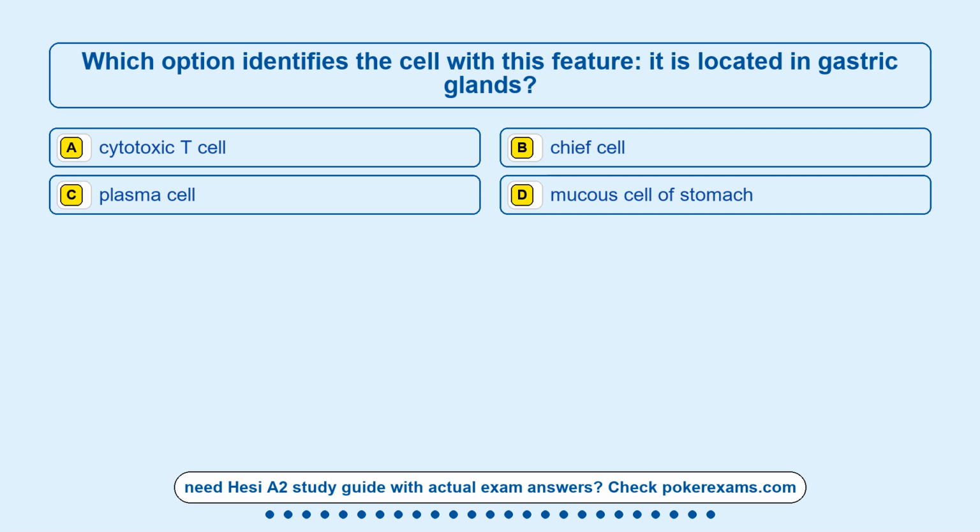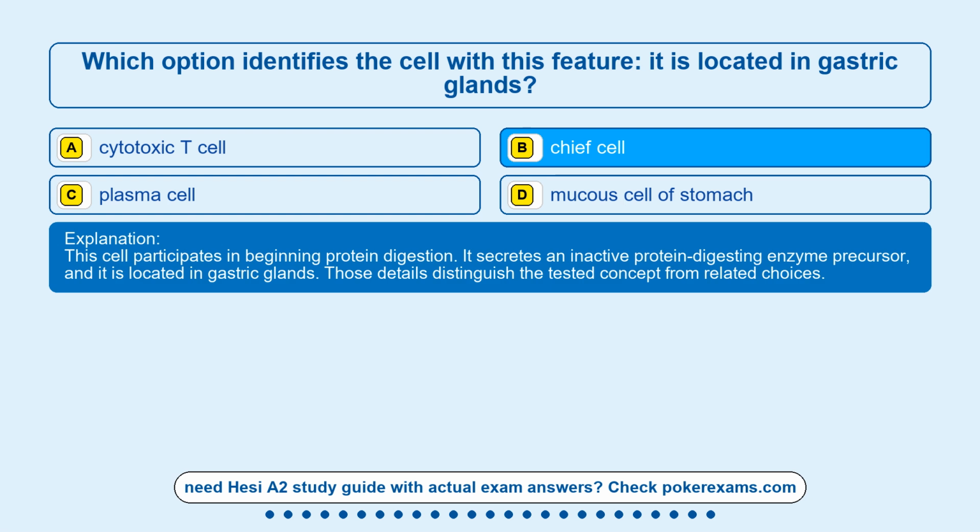Question 4. Which option identifies the cell with this feature? It is located in gastric glands. Option A, cytotoxic T cell. Option B, chief cell. Option C, plasma cell. Option D, mucus cell of stomach. The correct answer is option B, chief cell.